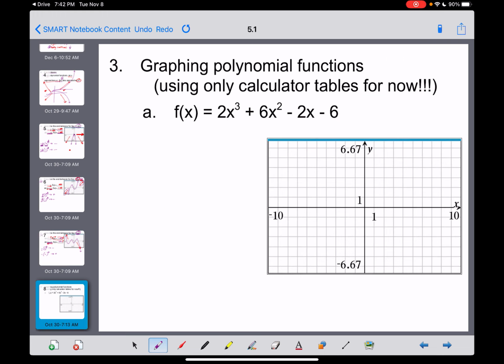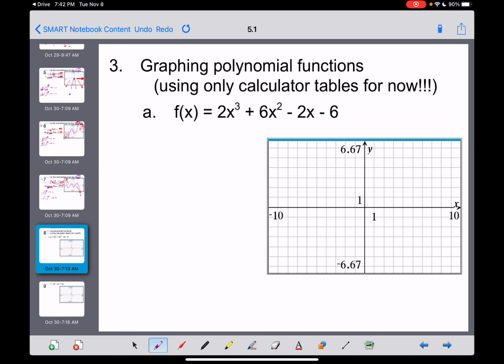One more, no, I lied. That's the last of those examples we're going to do. So I'm going to go ahead and stop this video right now, and then I'm going to come back and show you how we're going to do these last two problems of graphing polynomial functions in part 2.